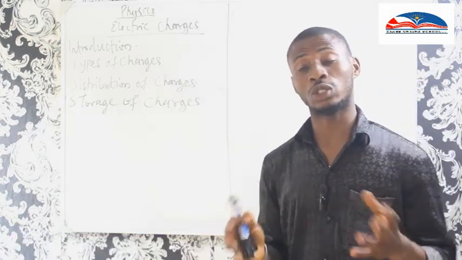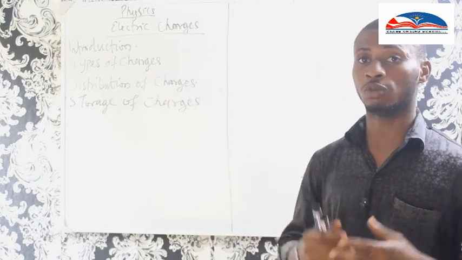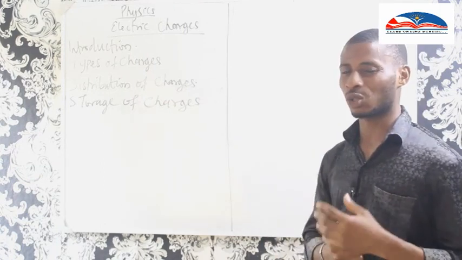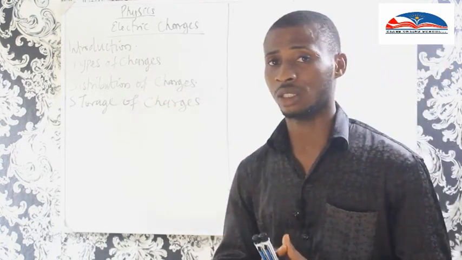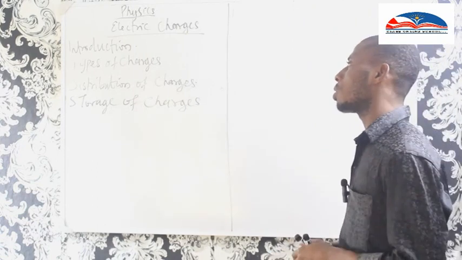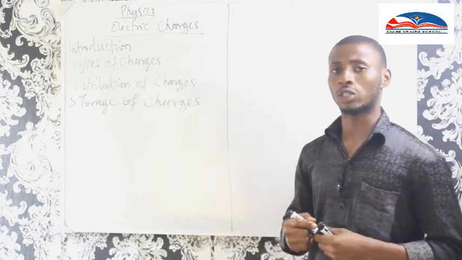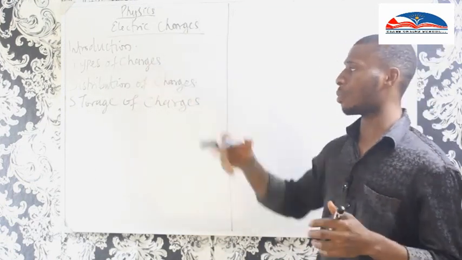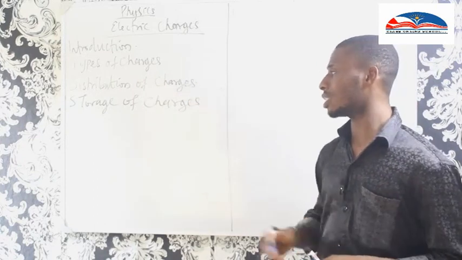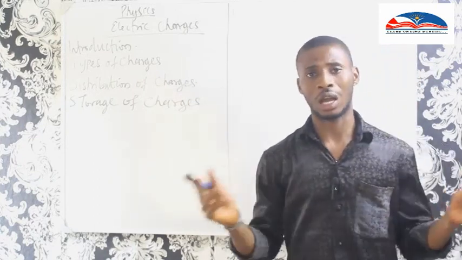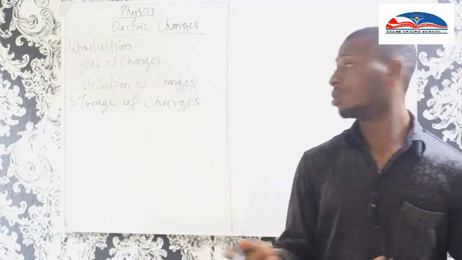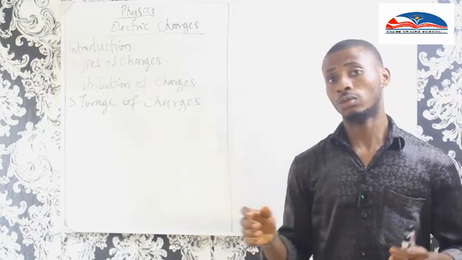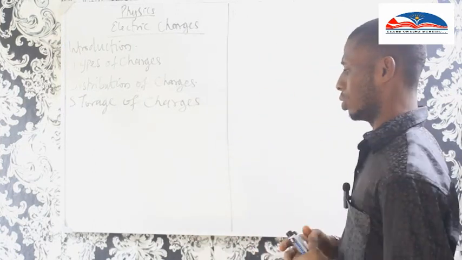This is a class that we are using to teach you more on the things that you've been taught in the schools. For today's class, we'll be going direct to physics, and the topic is electric charges. On the board we have the introduction of electric charges, the types of charge, the distribution of the charges, and the storage of these charges. If we can cover this today, I think we are done with electric charges. Without wasting much of our time, let us go to the introduction.